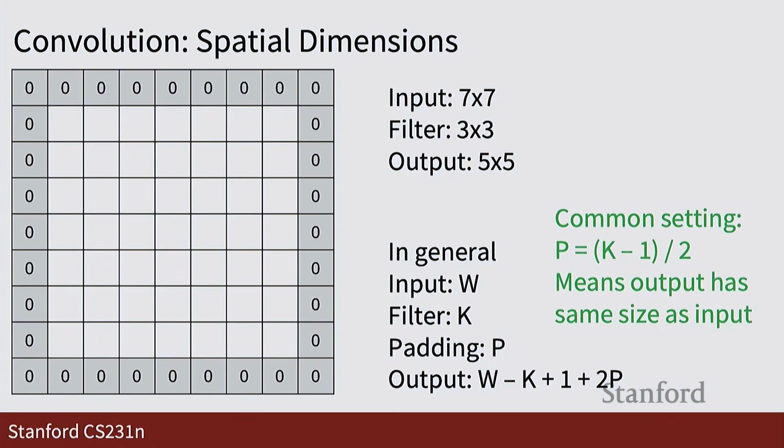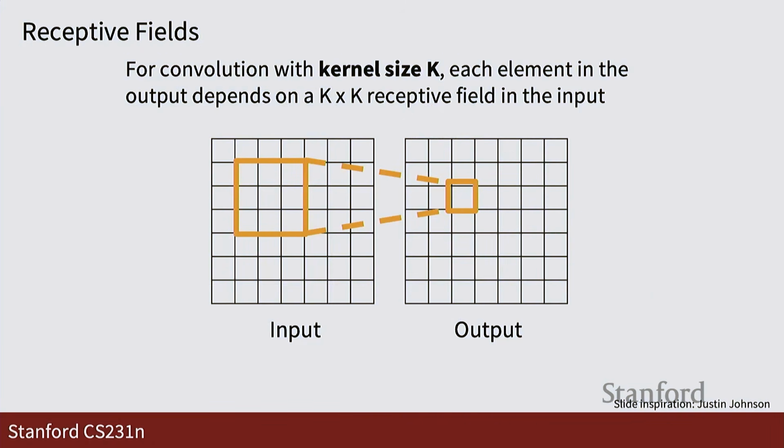Okay, yeah, so then, like I said, a pretty common setting is to have k be an odd number, and then have p be (k minus 1) over 2, because that's going to mean that your spatial size after convolution is the same as the spatial size before the convolution. Okay, then the next interesting thing to think about is this notion of receptive fields.